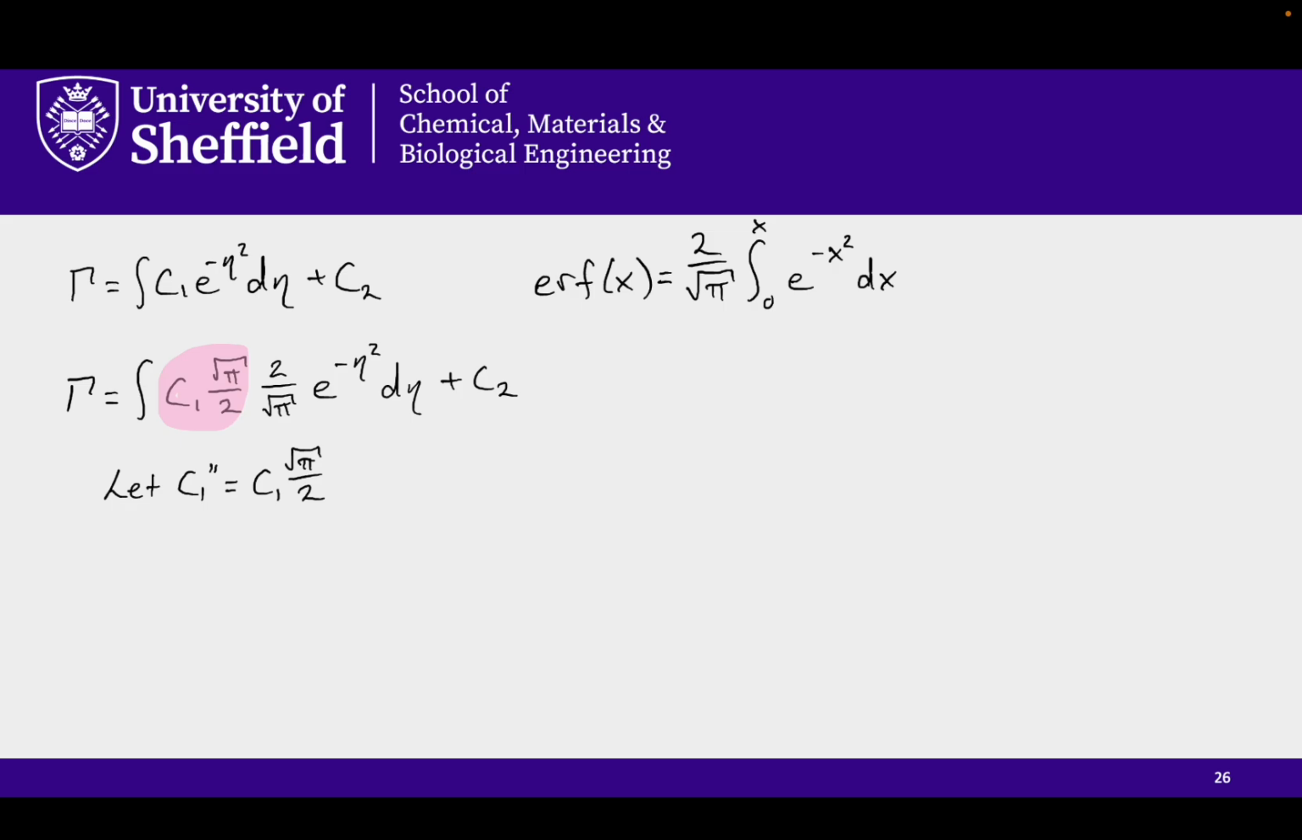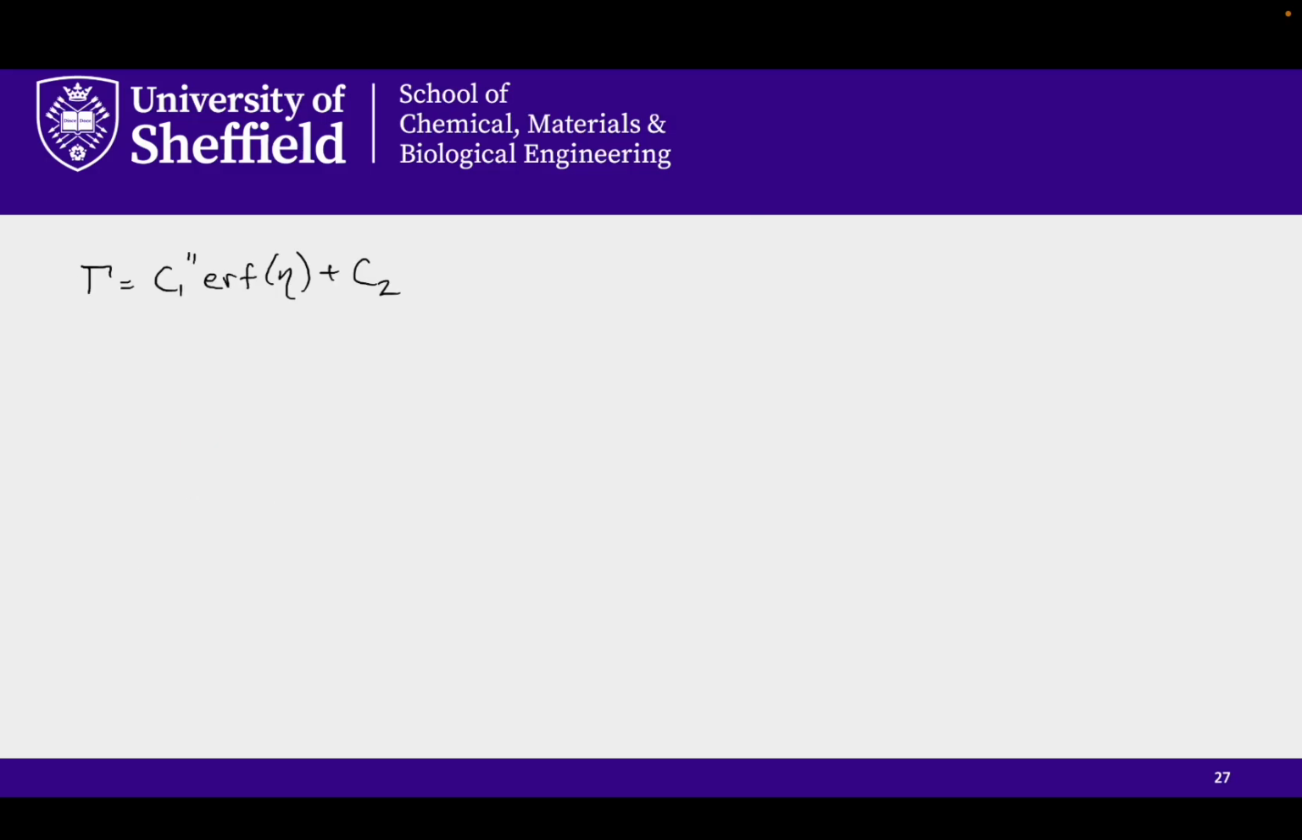We'll call that c1 double prime. And when we do that, we can take that outside of the integral. We've got our 2 over root pi multiplying the integral, and all of a sudden we have an expression that looks exactly like the error function. So we plug in the error function, and that is the simplest form of the solution that we can actually use.